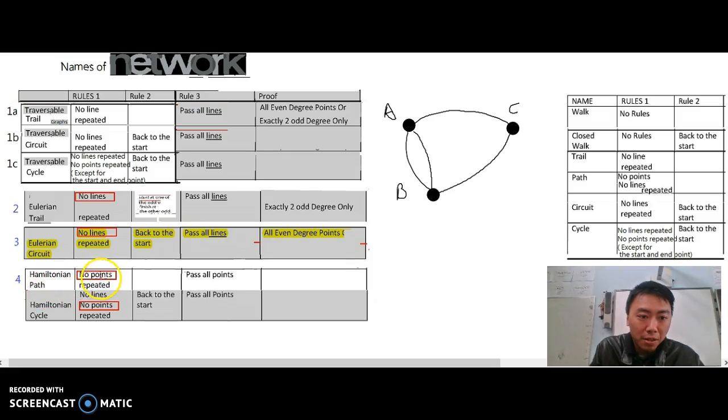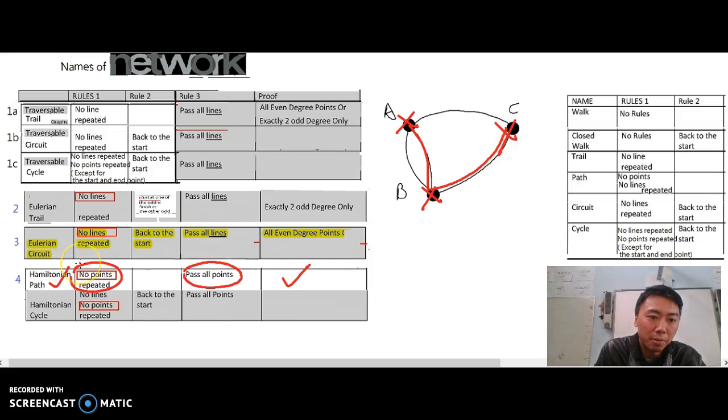Hamiltonian path. Okay, Hamiltonian path. The only difference is this time I can only use all the points. I have to use all the points, but the lines don't matter. Okay, and also I cannot repeat the points. So let's see if I can use all the points but without repeating it. So go this way and that way. I can stop anywhere, then straight away I can call this. I'm using A point, B point, C point already, so I can call this Hamiltonian path.